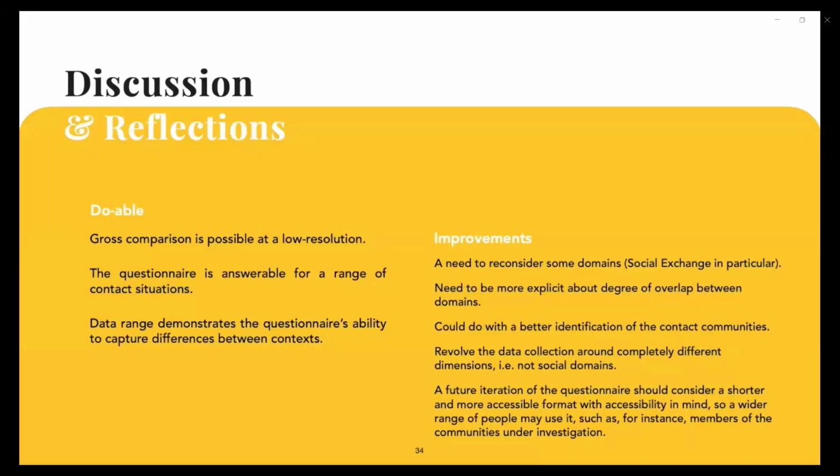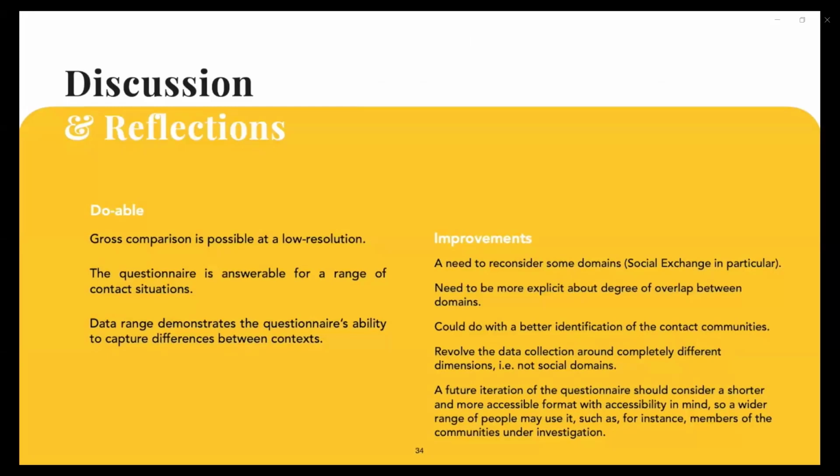We could also consider revolving the data collection around completely different dimensions, perhaps trying eliciting the explanatory factors without considering social domains. I think a lot of the explanatory factors are informative. Some of them, I'll have to look at the data again, but I think some of them are perhaps not showing us much of a range, which means that it's not a particularly informative data set. So perhaps looking at those explanatory factors from this questionnaire's point of view might also show us something interesting too.